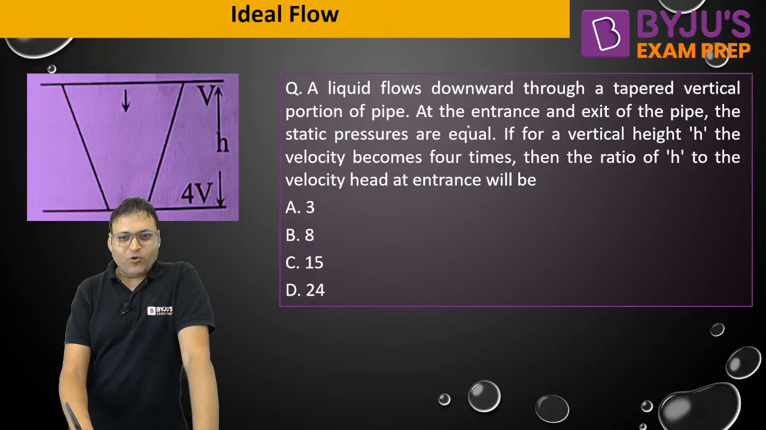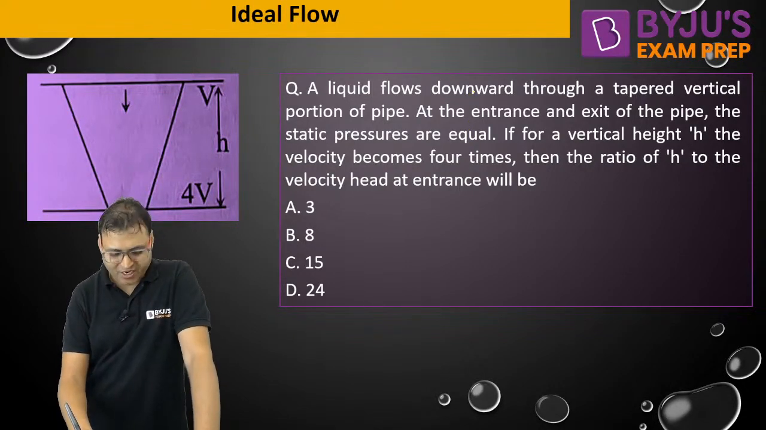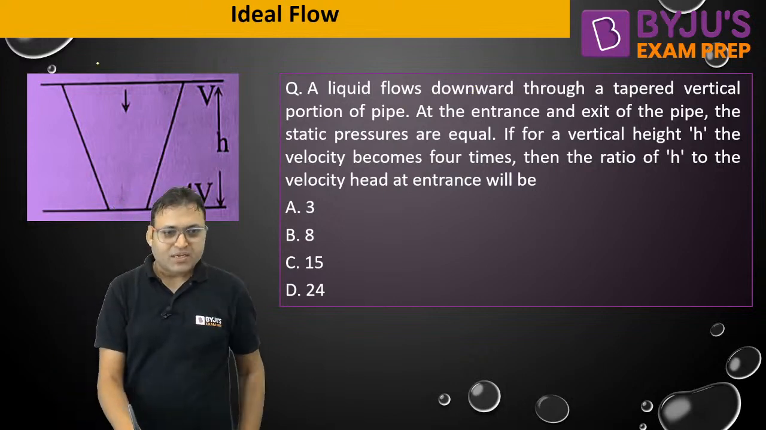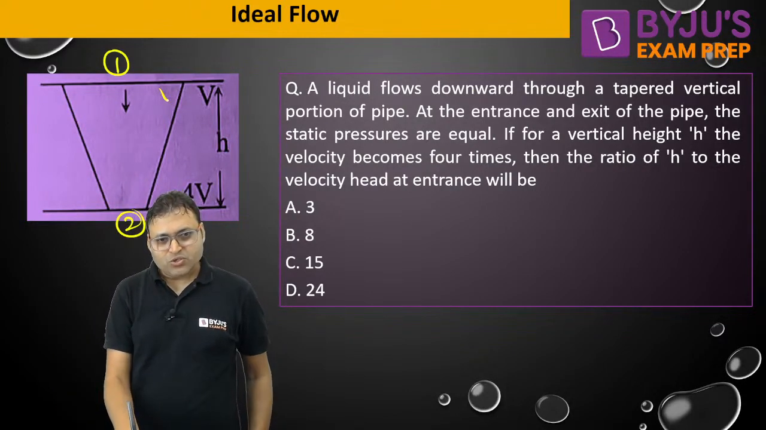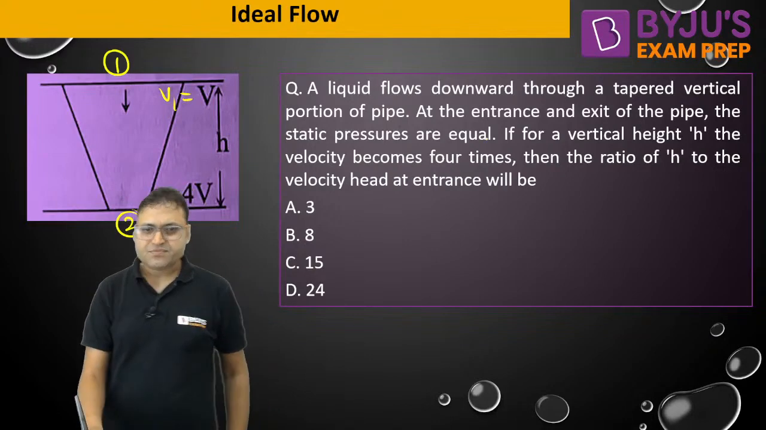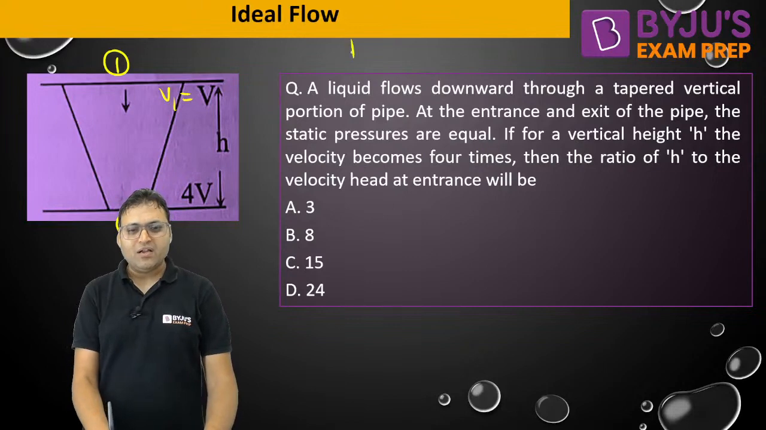A liquid flows downwards through a tapered vertical portion of a pipe. This is, let us say, section 1. This is, let us say, section 2. So the velocity V1 is V. At the entrance and exit of the pipe, the static pressures are equal. What does that mean? P1 is equal to P2.